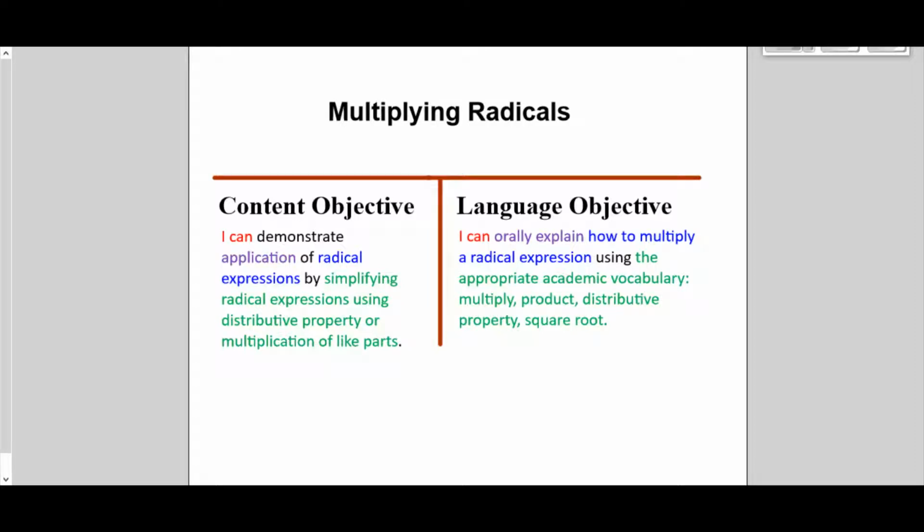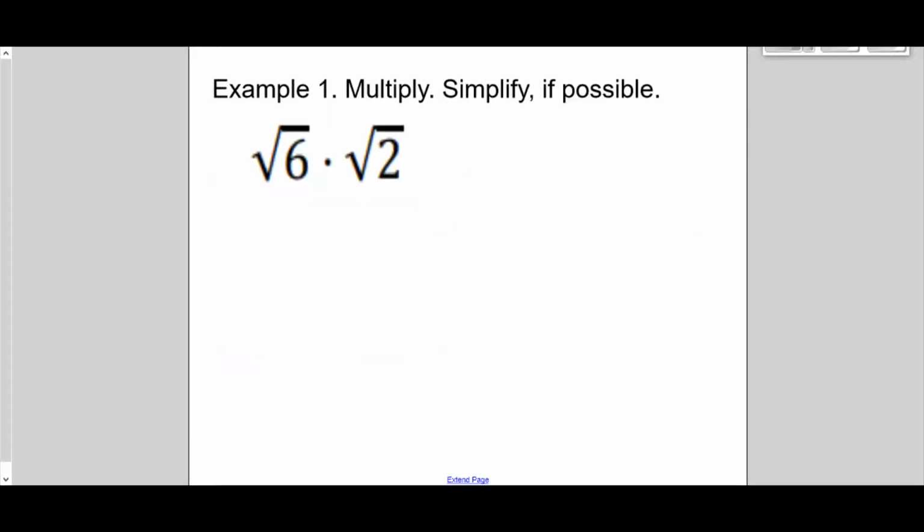In this lesson, I'm going to go over how to multiply radicals together. You should be able to multiply radicals and then simplify if you need to. By the end of the video, you should be able to explain the process for multiplying radicals using the academic vocabulary: multiply, product, distributive property, and square root.